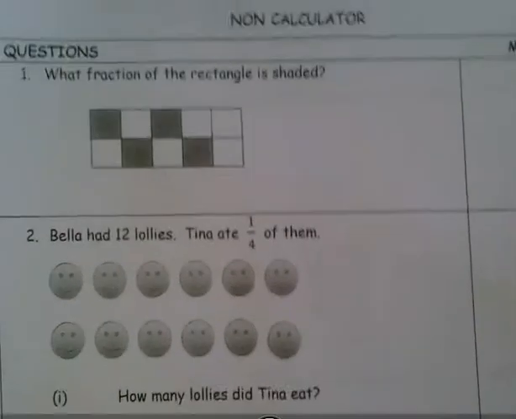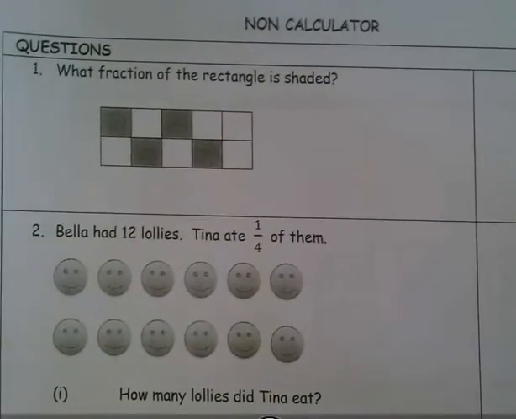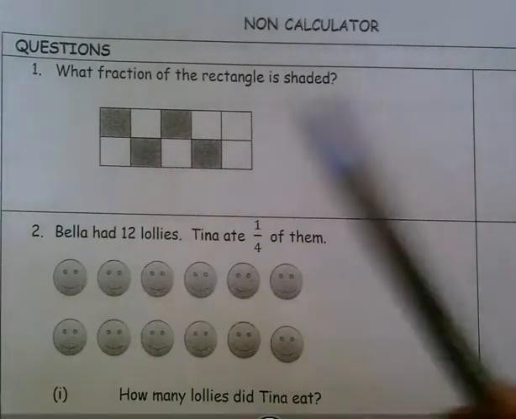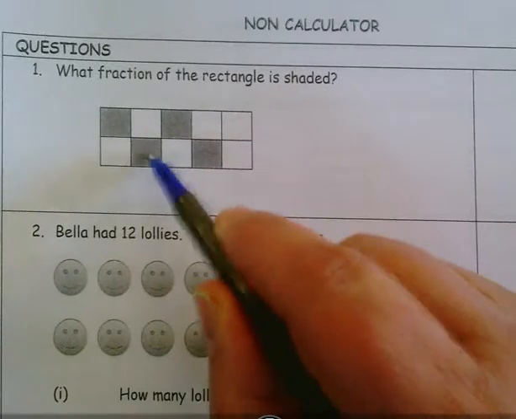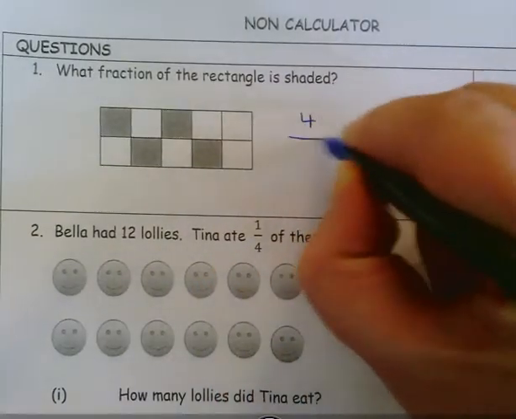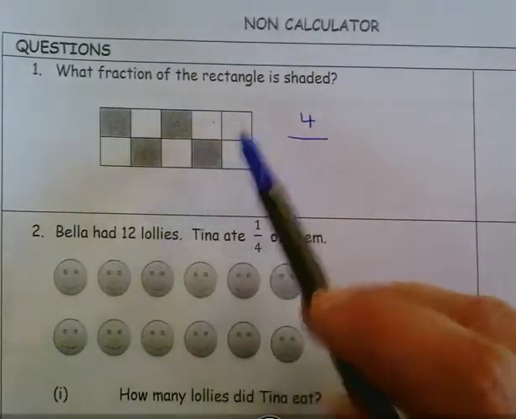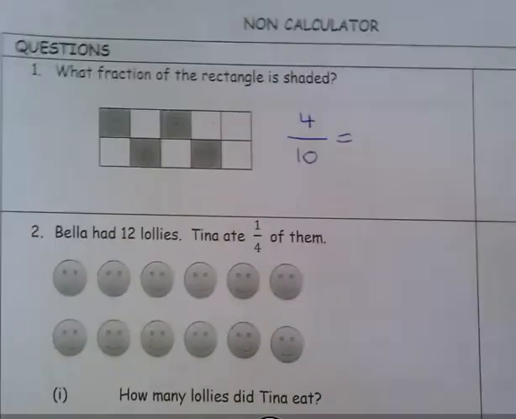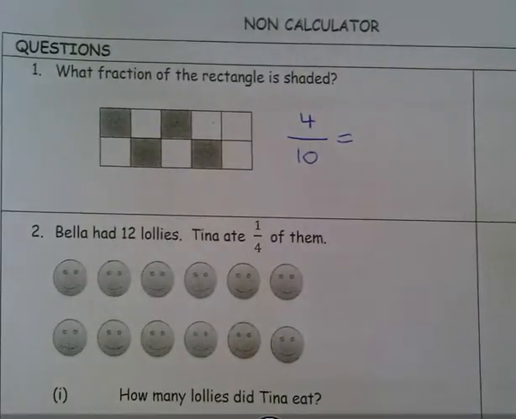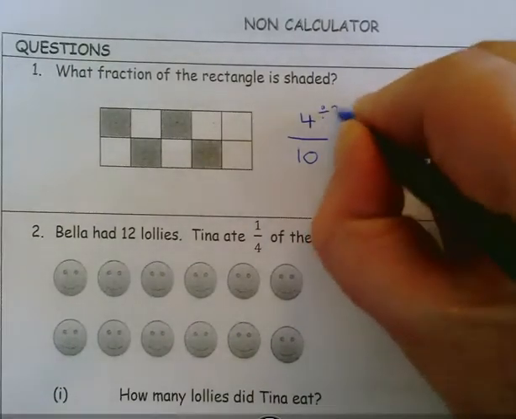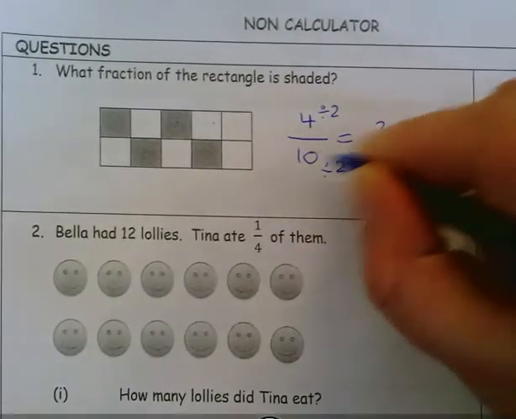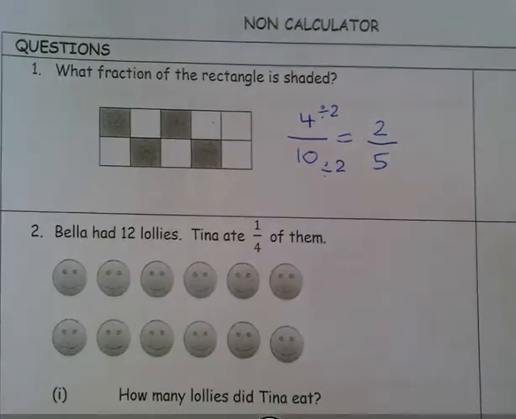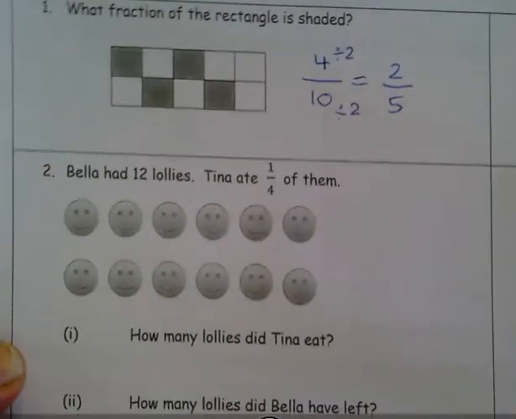Okay, just looking at some revision questions for decimals and fractions, understanding decimals and fractions, non-calculator. So what fraction of the rectangle is shaded? We've got 1, 2, 3, 4 are shaded out of a total of 1, 2, 3, 4, 5 out of 10. But you should simplify the fraction. So 4 and 10 are both even and they can both be divided by 2. So 4 divided by 2 is 2 and 10 divided by 2 is 5. So 2/5.